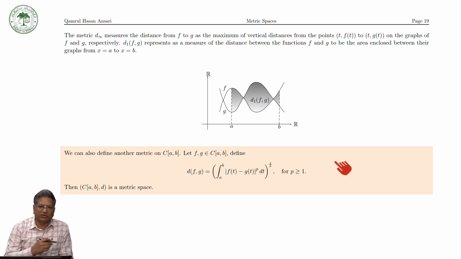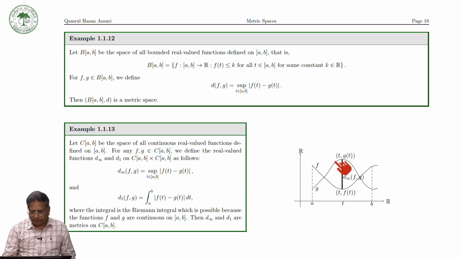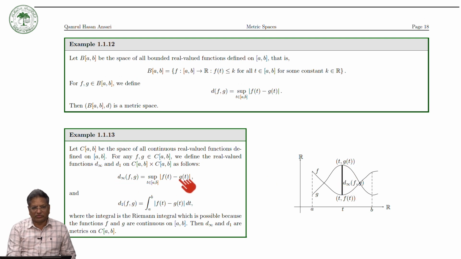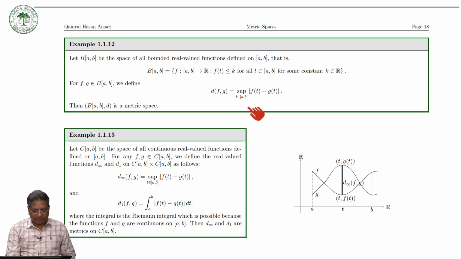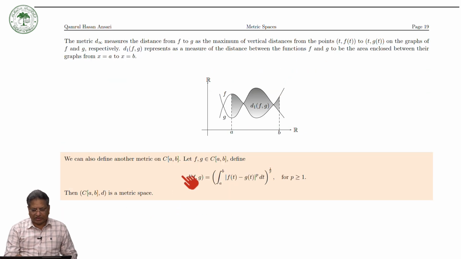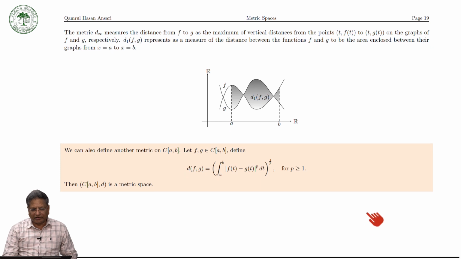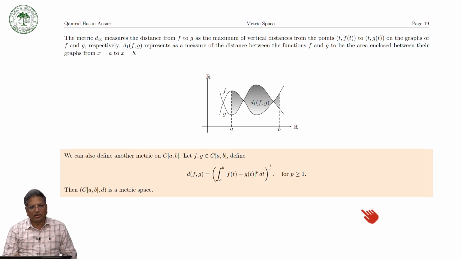So this is the way to calculate the distance between any two functions. One way is we can calculate the maximum vertical distance from the point (t, f(t)) to (t, g(t)), as we have seen in the previous graph. This can be calculated by using this formula, and the area can be calculated by using this other formula. So these are two different ways to calculate the distance between any two functions.